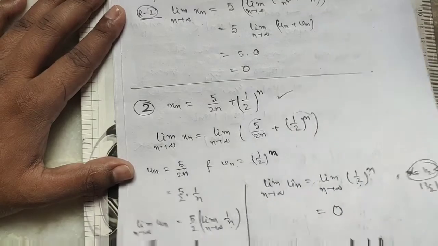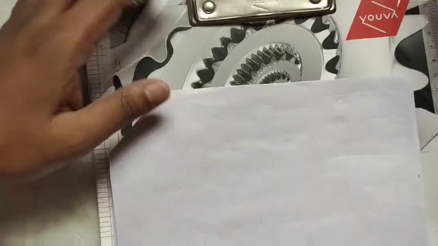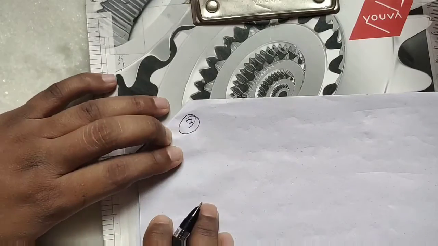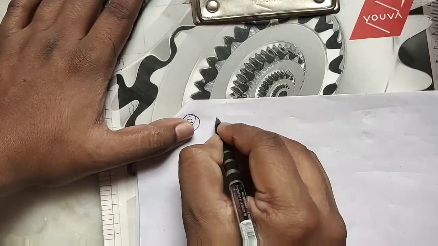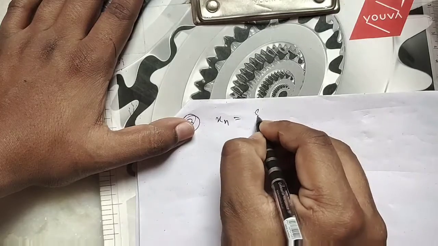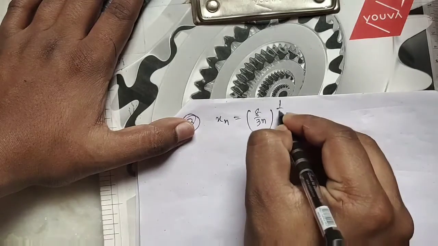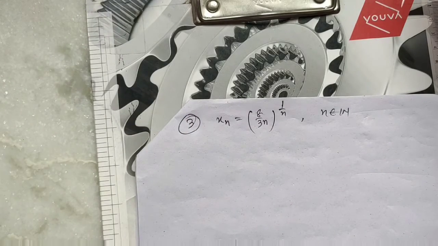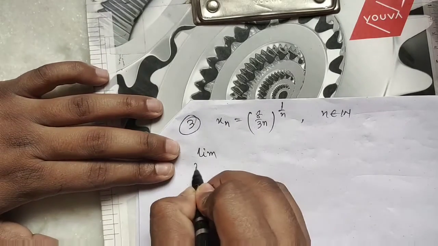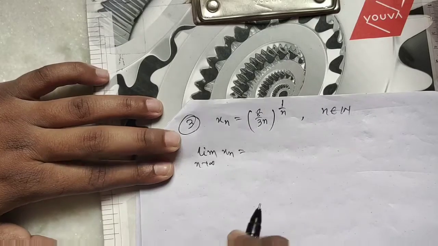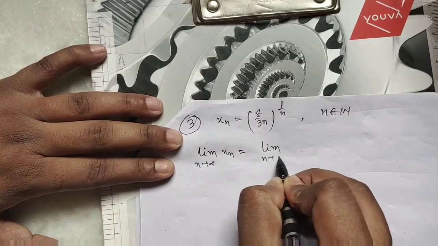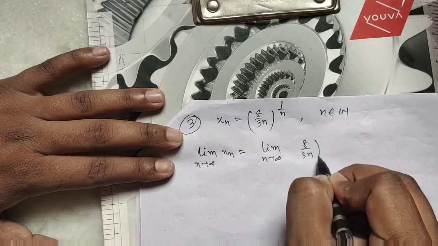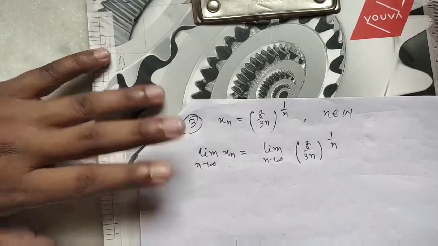Now another example. Example 3. The third example is xn equals (8 by 3n) whole to the power 1 by n, where n belongs to the natural numbers. We have to find the limit, so we have to find limit n tends to infinity xn, that is, limit n tends to infinity (8 by 3n) whole to the power 1 by n.